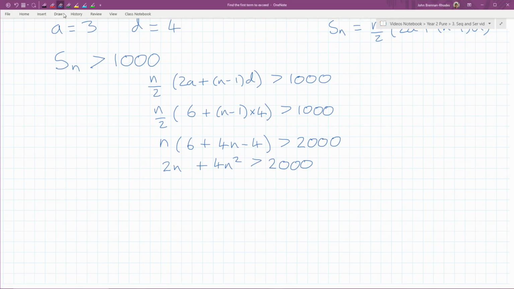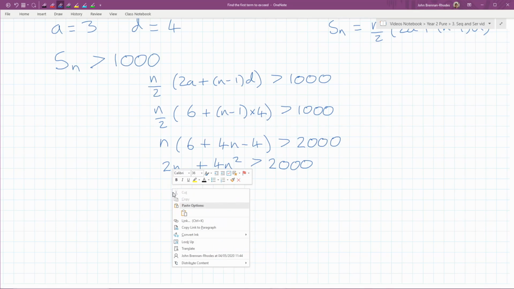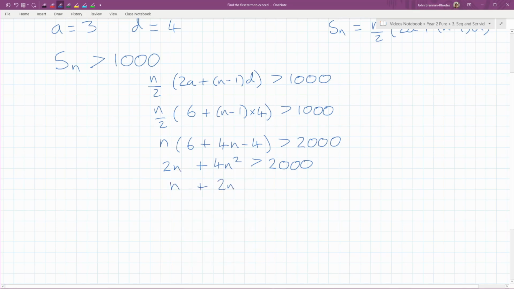And so I can divide this all by 2 to get n plus 2n squared is greater than 1000. And rewrite it like this: 2n squared plus n minus 1000 needs to be greater than 0. Okay, this is where you stop and you go, this is a quadratic inequality. It's so tempting to forget that when you see a quadratic inequality, to square root both sides or do something wrong. You have to treat it with respect. Always treat quadratic inequalities with respect.